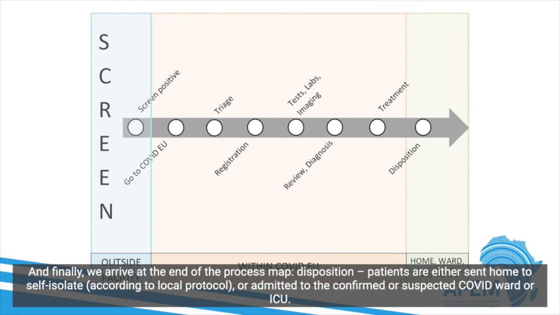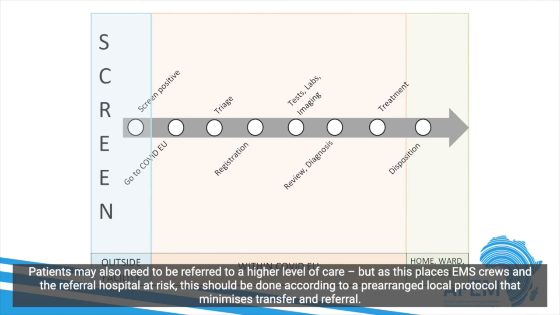And finally, we arrive at disposition, at the end of the process map. Patients are either sent home to self-isolate according to local protocol or are admitted to the confirmed or suspected COVID ward or ICU. Patients may also need to be referred to a higher level of care, but as this places EMS crews and referral hospitals at risk, this should be done according to a prearranged local protocol that minimizes transfer and referral.